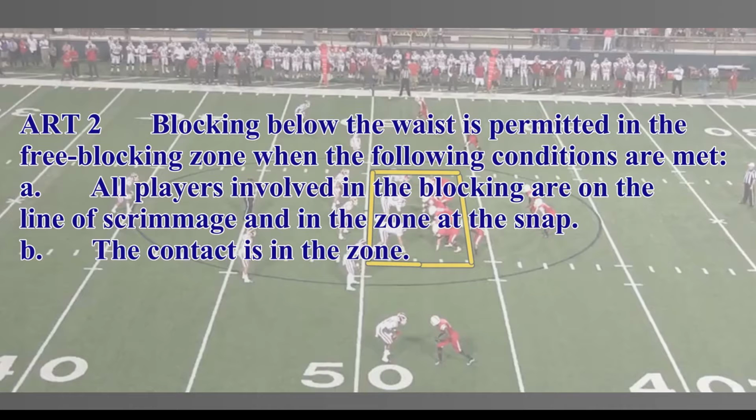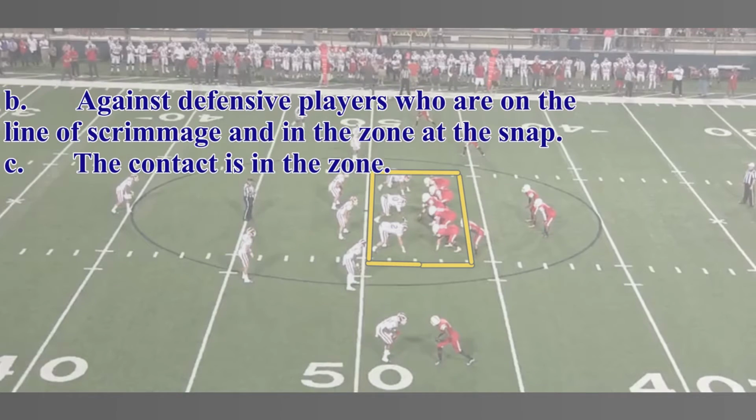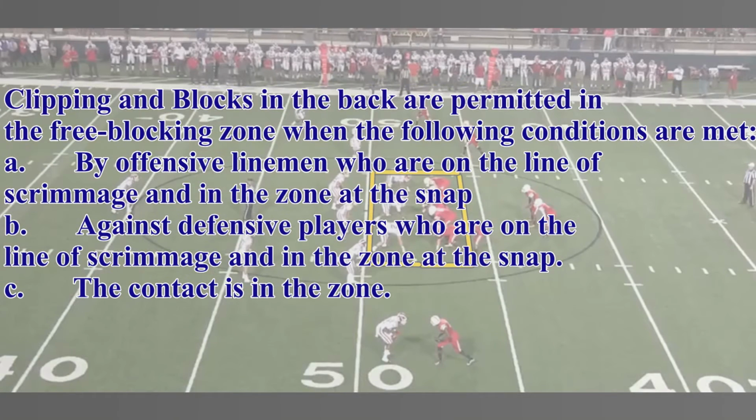This is covered in Rule 2, Section 17, Article 2. Blocking below the waist is permitted in the free blocking zone when the following conditions are met. A. All players involved in the blocking are on the line of scrimmage and in the zone at the snap. That means that everyone, the guy committing the block and the player being blocked, have to be in the zone at the snap. Part B says that contact also has to occur in the zone to be legal. Same is true for a wide receiver. There is one additional requirement, and we're going to talk about that in just a second.